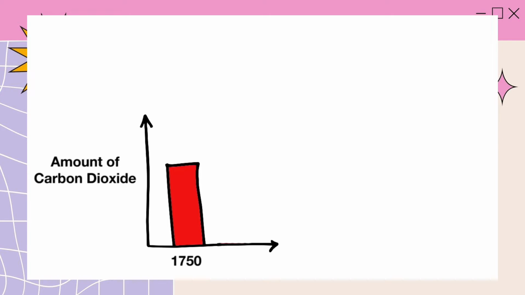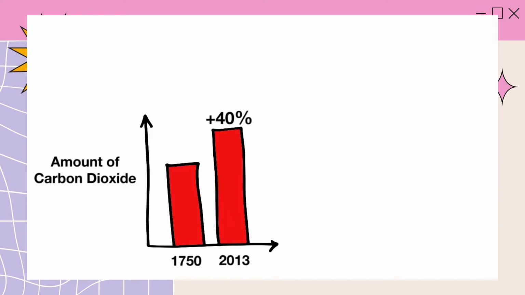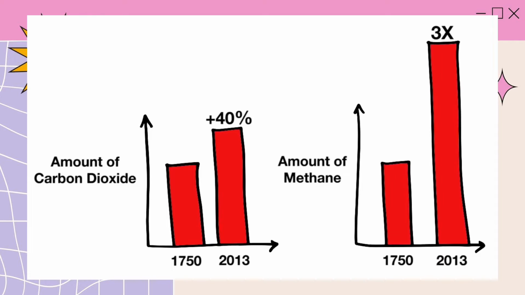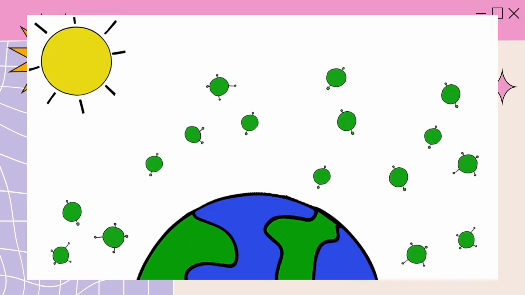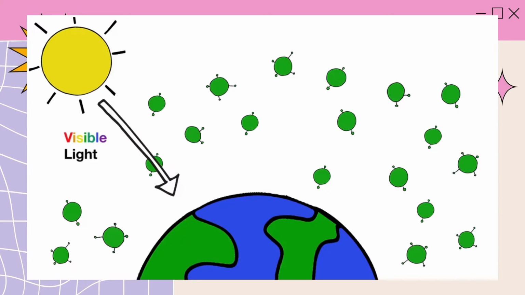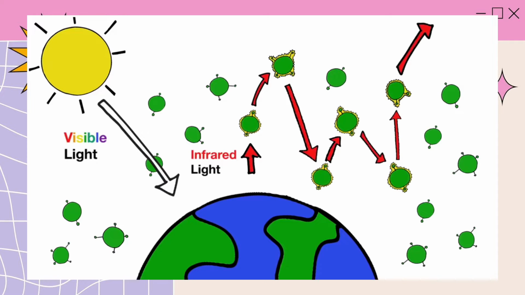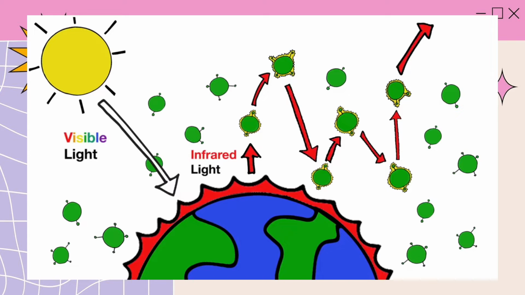Since the dawn of the industrial age, around the year 1750, atmospheric carbon dioxide has increased by 40%, and methane has almost tripled. These increases cause extra infrared light absorption, meaning an extra greenhouse effect, which has caused Earth to heat above its typical temperature range. In other words, energy that gets to Earth has an even harder time leaving it, causing Earth's average temperature to increase, thus producing global climate change.